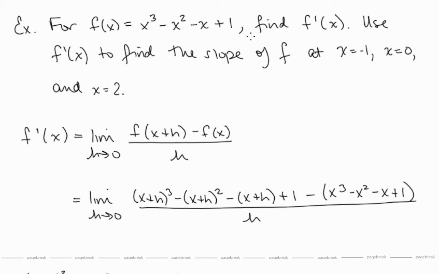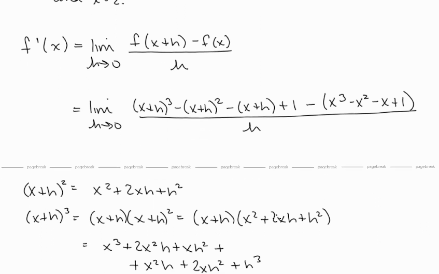So we're asked to find f prime of x, so we set up our limit definition of the derivative. F prime of x is equal to the limit as h goes to 0, f of x plus h minus f of x over h. F of x plus h means we're plugging x plus h in for each of these x's here. So that's going to give us x plus h to the third minus x plus h squared minus x plus h plus 1. And here we're subtracting off f of x. Don't forget to use parentheses here or distribute that negative through each term of f. And this is all over h.